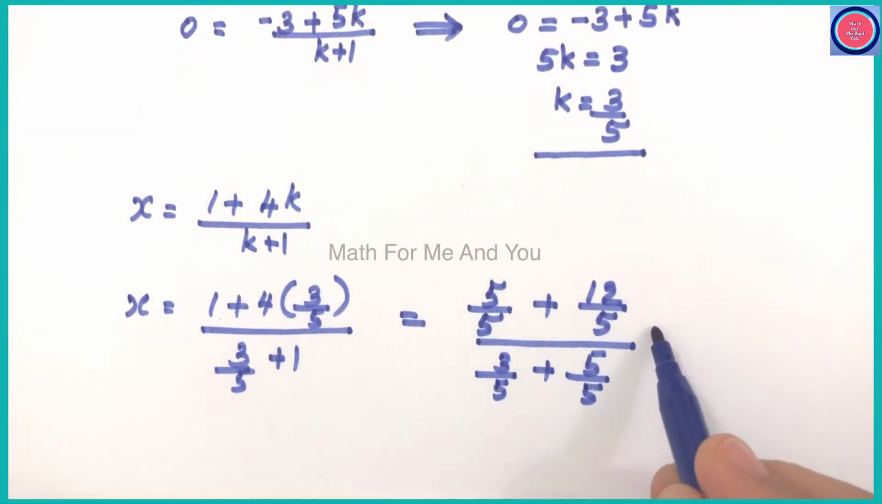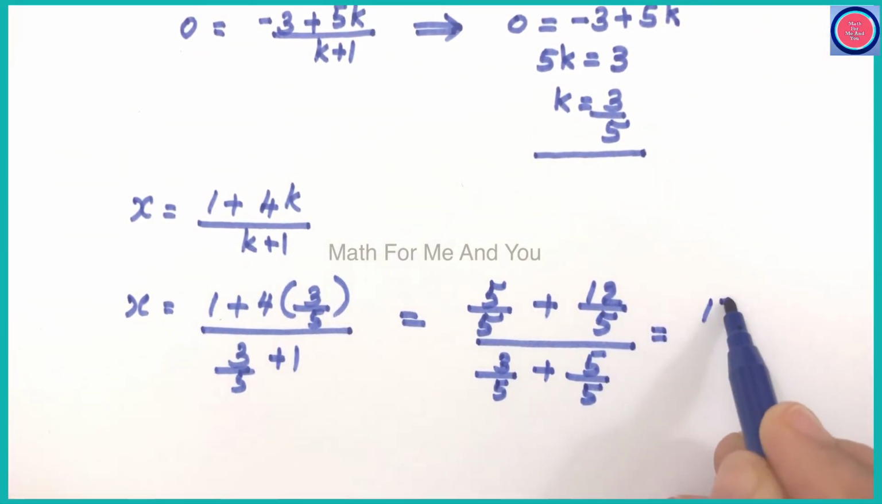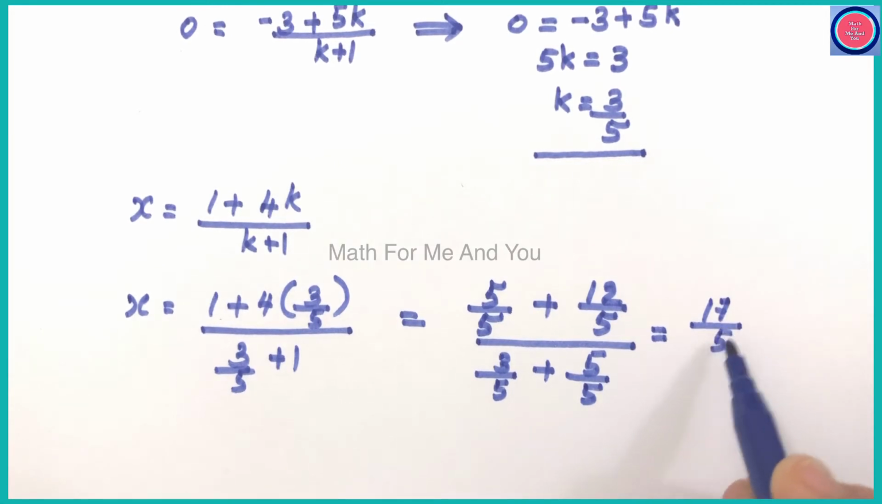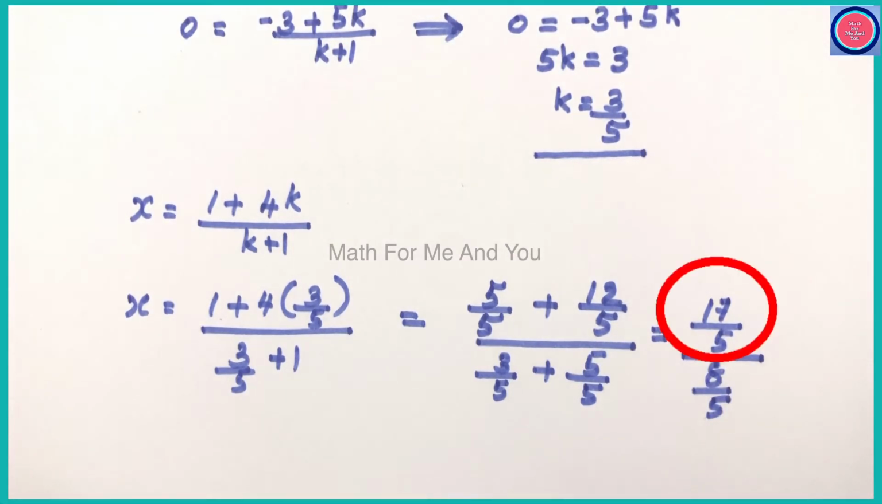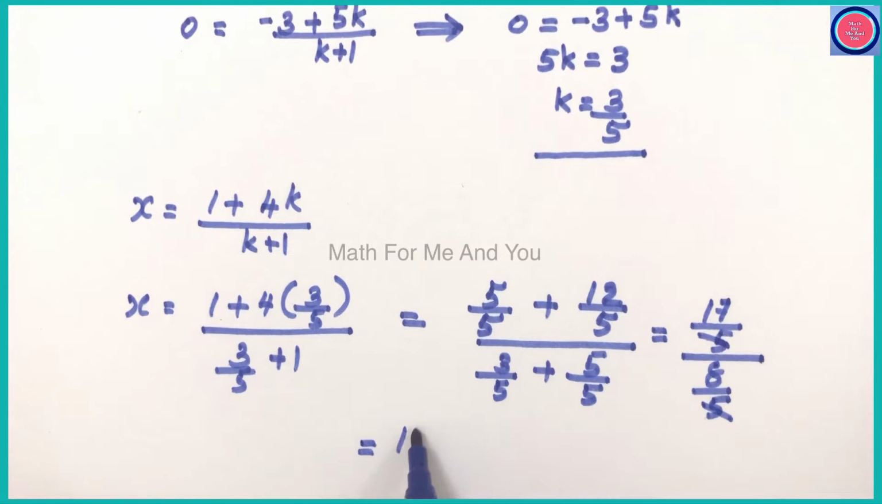Okay, what is the numerator value? It is 17 over 5. Now the denominator, 3 plus 5, 8. 8 over 5. First fraction divided by the second fraction. That means the same denominator we can cancel. 5 we cancel. So what do we get as the answer? 17 over 8. This is the value of x. We get the x number as 17 over 8.